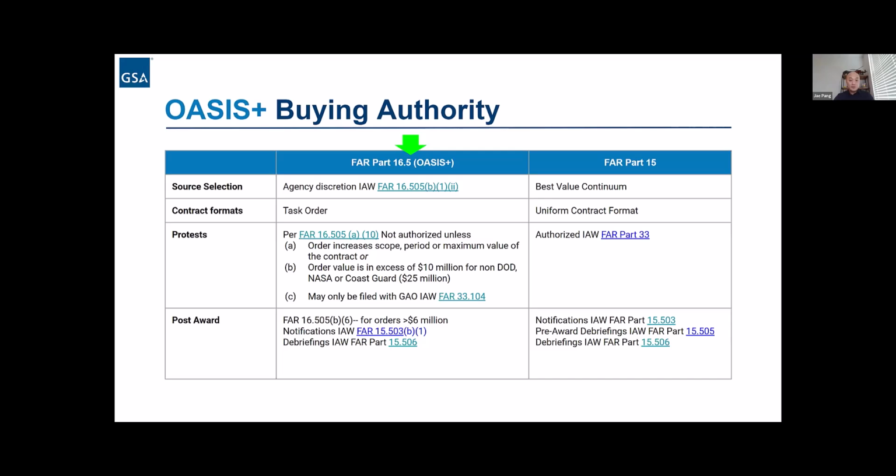And continue on with buying authority. As mentioned prior, the CO has a broad discretion in how to establish source selection procedures and can use a variety of techniques for evaluating proposals to help streamline the process.